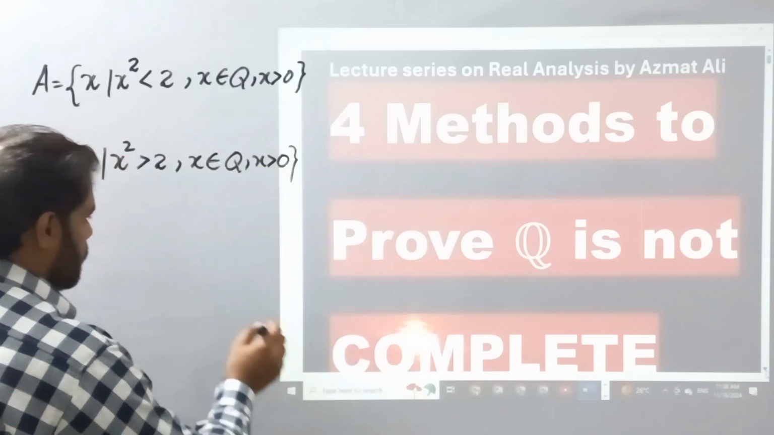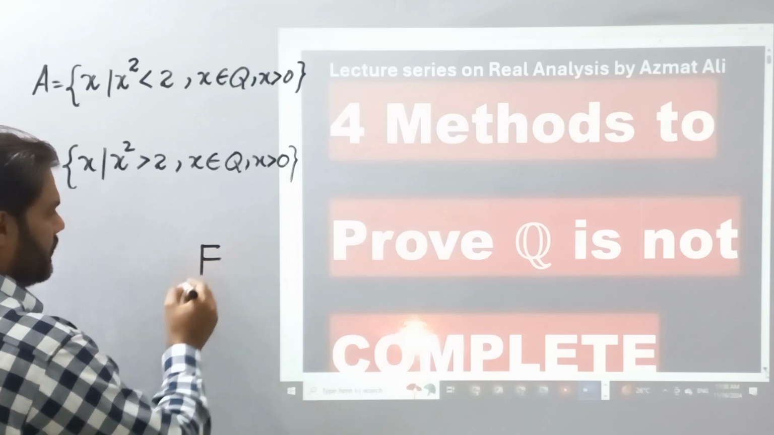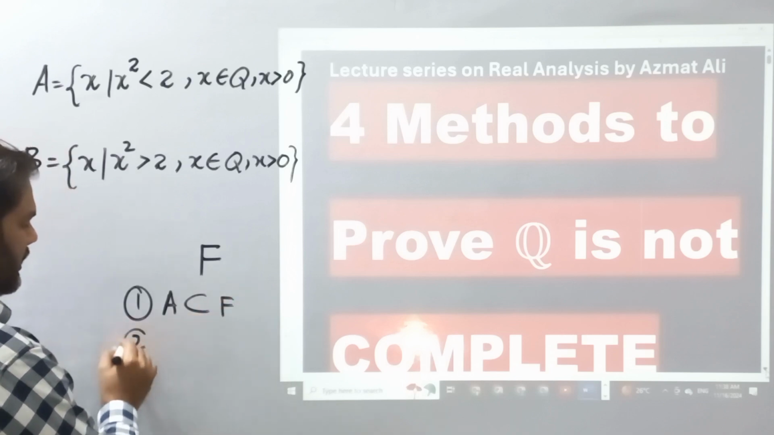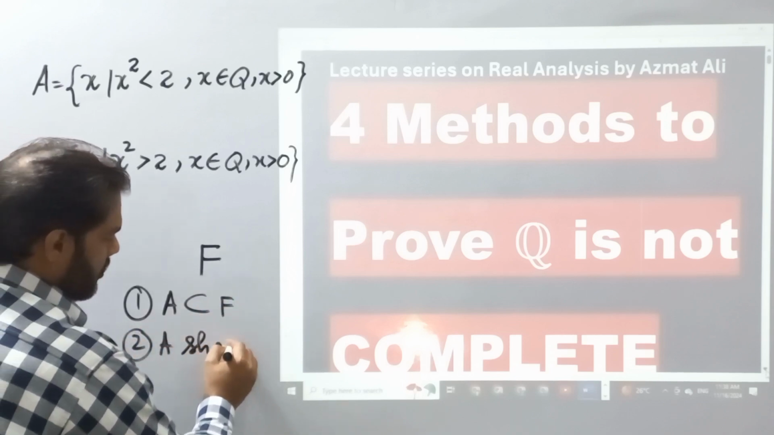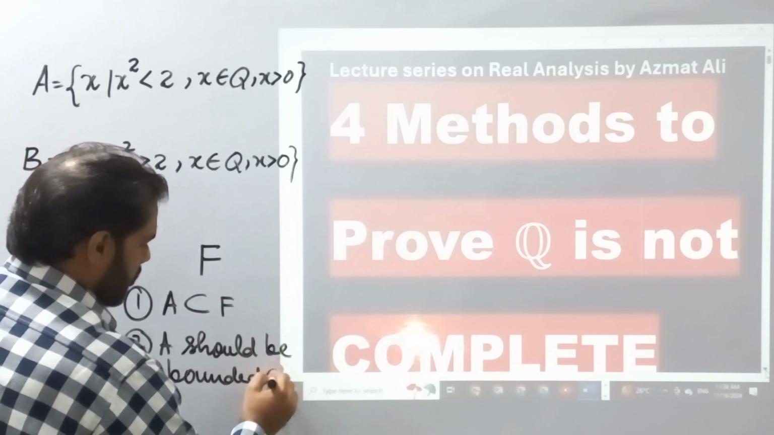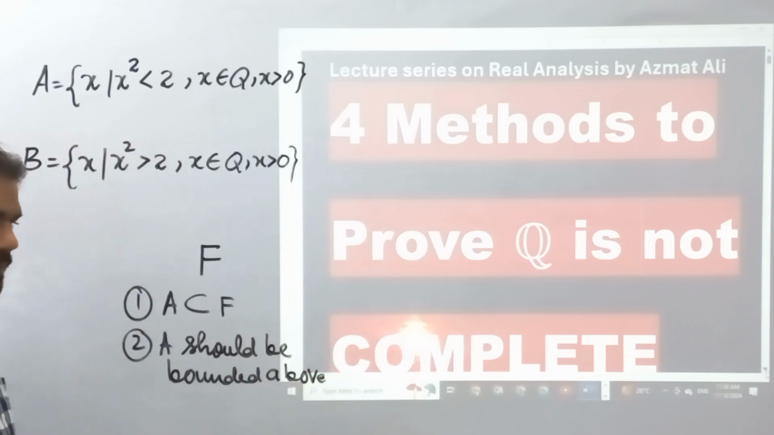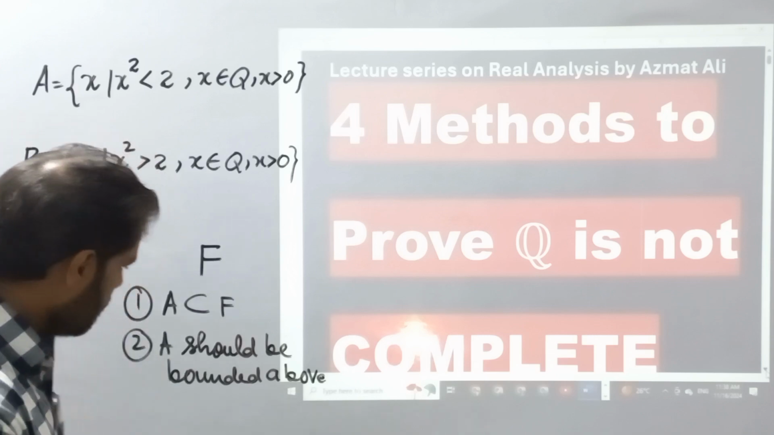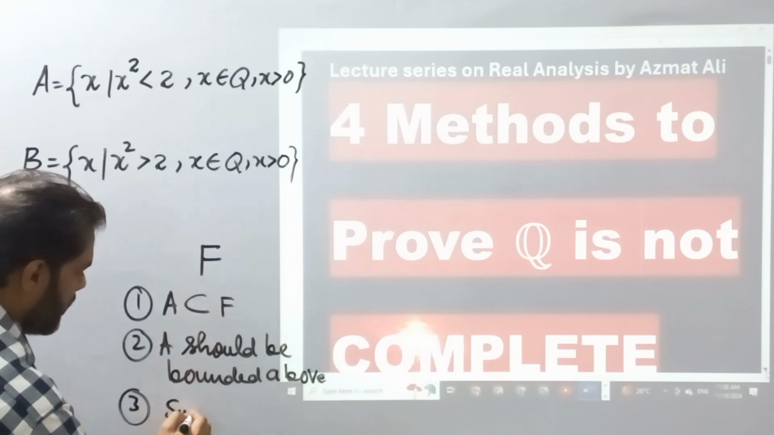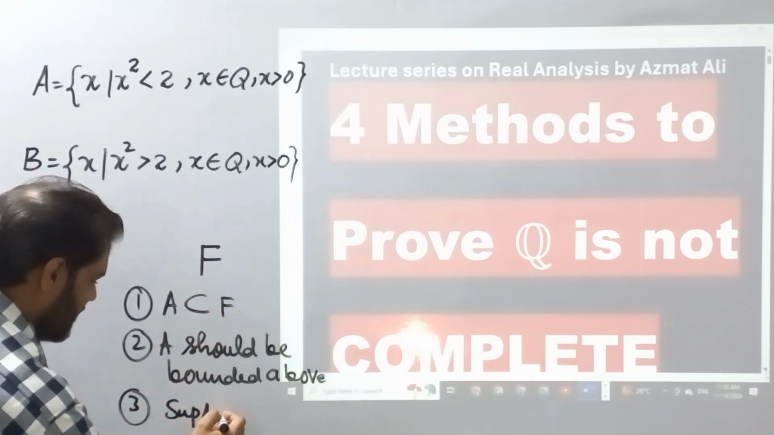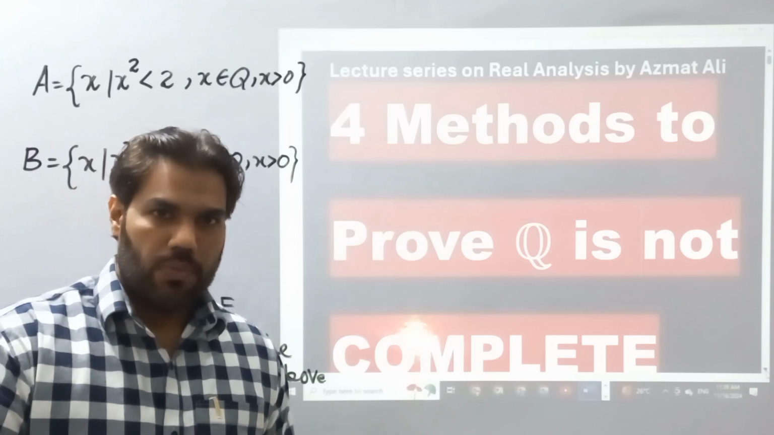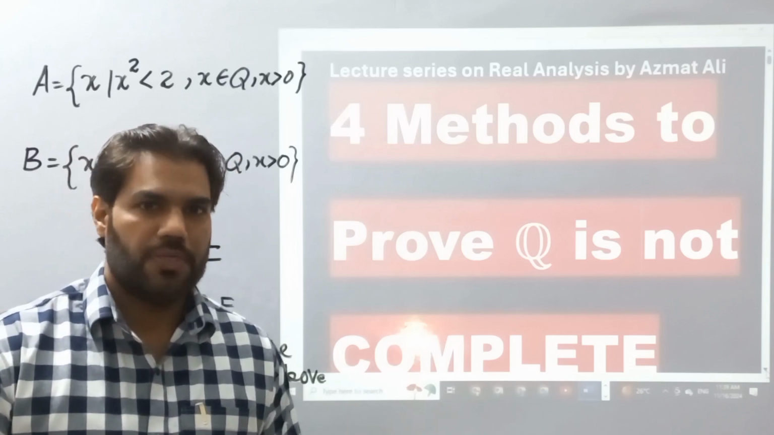I again repeat, suppose I have to prove F is a complete ordered field. I will choose a subset A of F. A should be bounded above. Bounded above means an upper bound of A exists. Then F will not be a complete ordered field if the supremum of A exists but does not belong to F. Then F is called not a complete ordered field. If the supremum of A exists in field F, then F is called a complete ordered field.